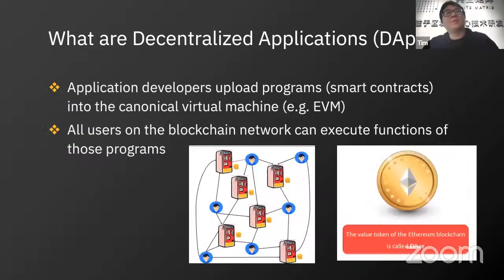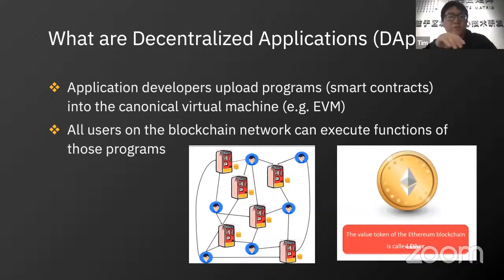Okay, so the next step is: what are decentralized applications, right? Basically, if you want to develop an application on a blockchain network, it's now possible because we have smart contracts available. The developer will first upload their program, the smart contract, into the canonical virtual machine, like the EVM. And then all the users on this network can execute the functions of the program. So it has already become a service, right?